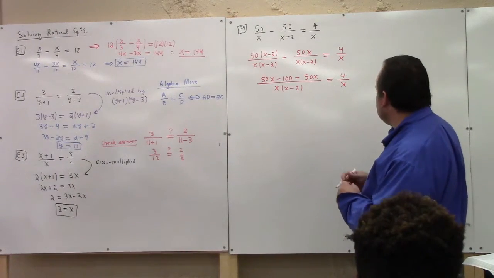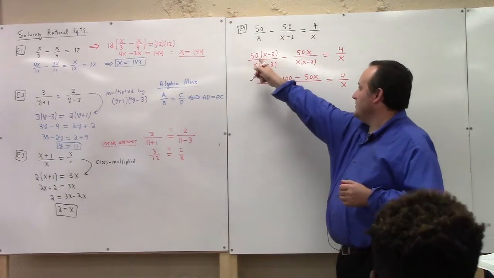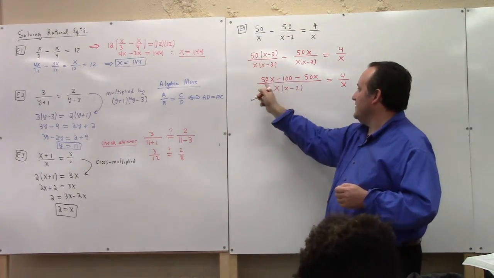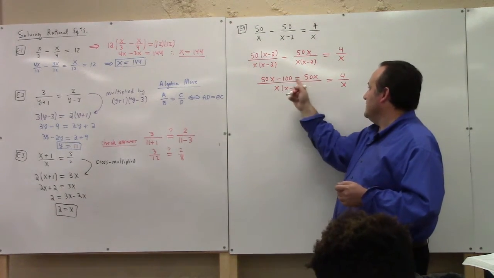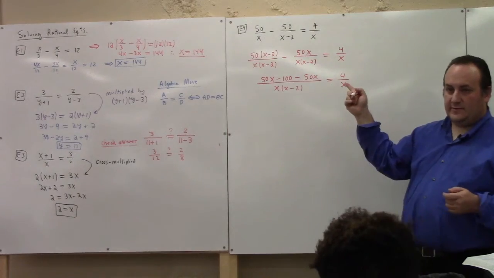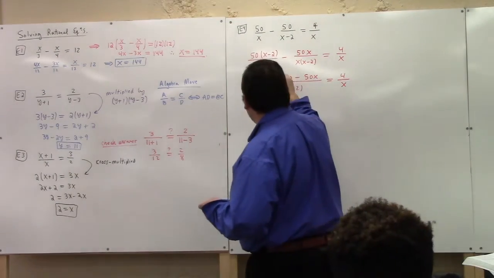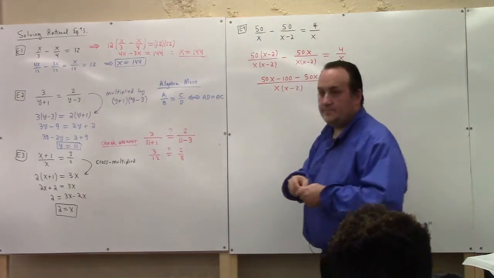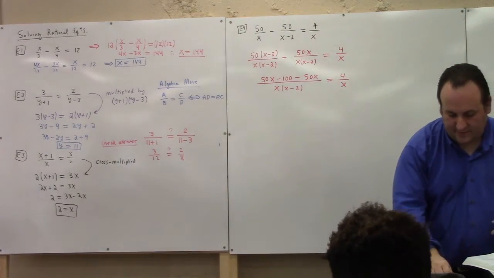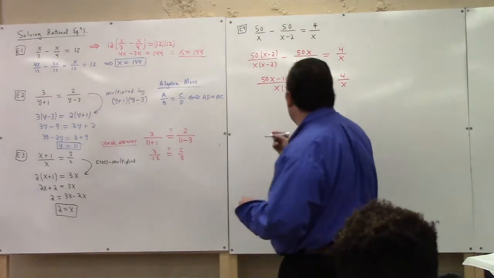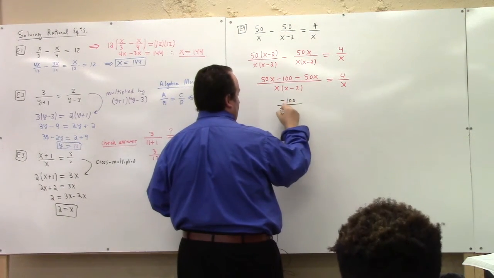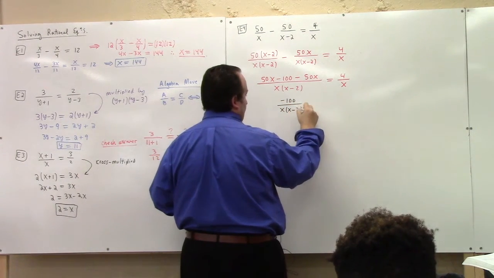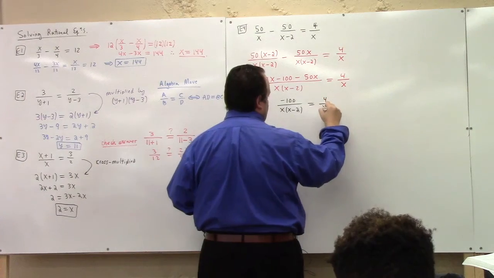Anyway, what I did was I multiplied 50x times, I got 50x, and 50 times 2 is 100, but I got a minus, so minus 100. And then this is the minus 50x. You notice what happened here? Your 50x's canceled, didn't they? So I'll write one more step before I cross multiply just to clean it up a bit. So I've got minus 100 over x times x minus 2 is equal to 4 over x, right?